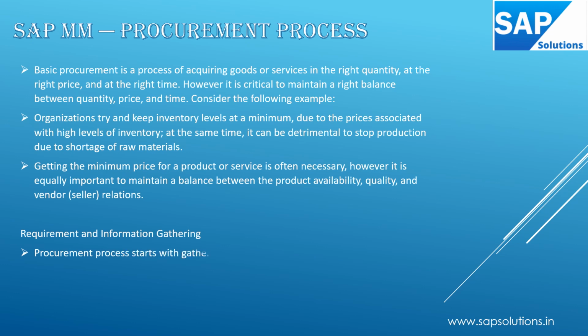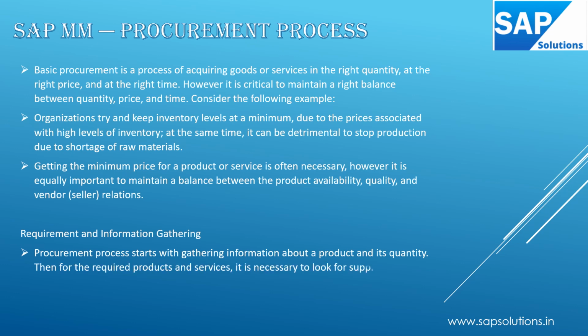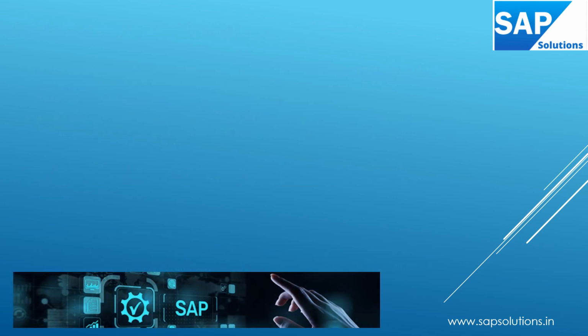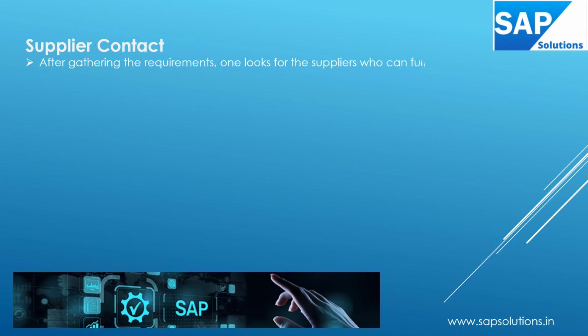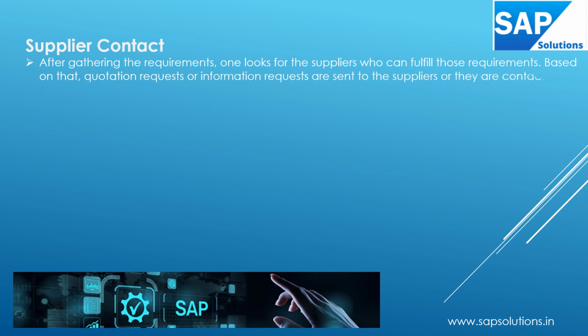Requirement and information gathering. Procurement process starts with gathering information about a product and its quantity. Then for the required products and services, it is necessary to look for suppliers who can satisfy the requirements. Supplier contact. After gathering the requirements, one looks for the suppliers who can fulfill those requirements. Based on that, quotation requests or information requests are sent to the suppliers or they are contacted directly.